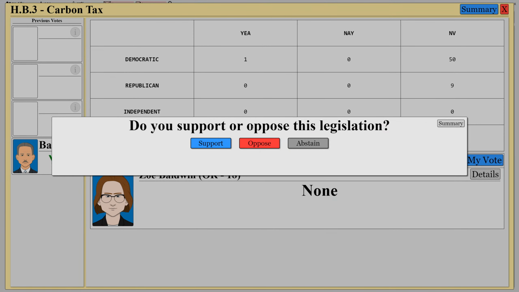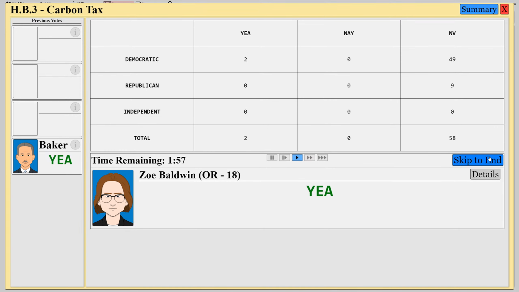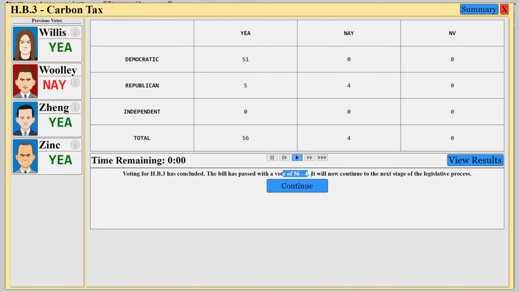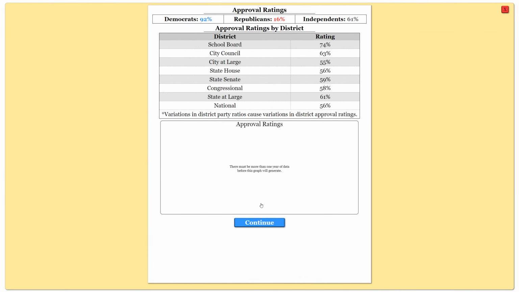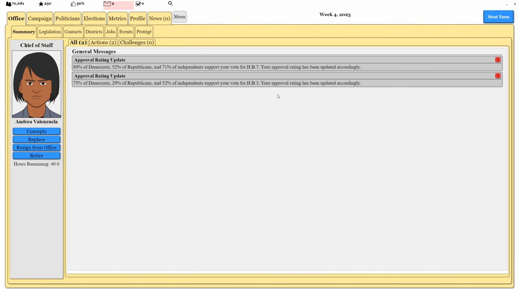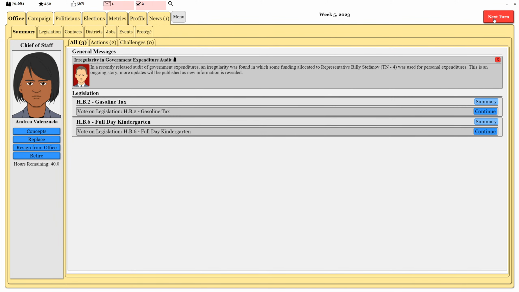Then support, we're going to say support. And then 56-4. Support community college, 7 seasons and a movie. Alright, 89% of Democrats, 52% of Republicans, and 71% of independents support your vote. Okay, that actually makes a lot of sense. So we can see how the approval rating is affected by what we're voting for. Okay, that makes a lot of sense. So that'll actually be very intuitive.